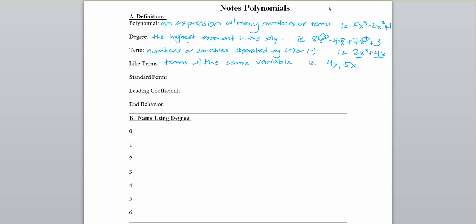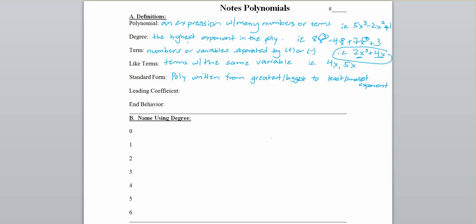Standard form is when we take our polynomial and we write it from the greatest to the least exponent. So I'm going to say polynomial written from the greatest, or the biggest, to the smallest, or the least exponent. If you look up above, kind of just right here, that's already in standard form because it goes from degree 3 to degree 1. The one above it is not in standard form, and we'll work on that in just a minute.